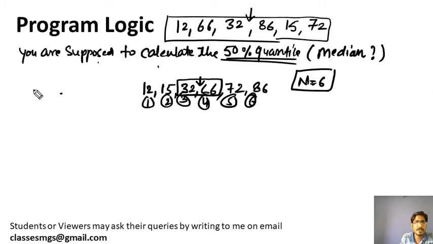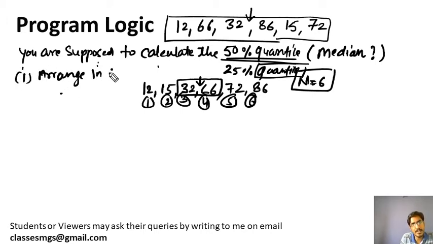Now let's suppose you are supposed to find the 25% quantile. To find the 25% quantile, you again need, as the first step, to arrange in ascending order. It's already arranged. Now remember this formula.